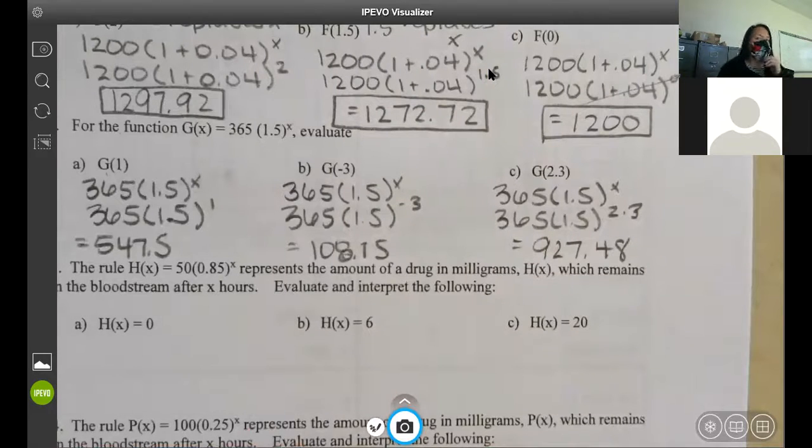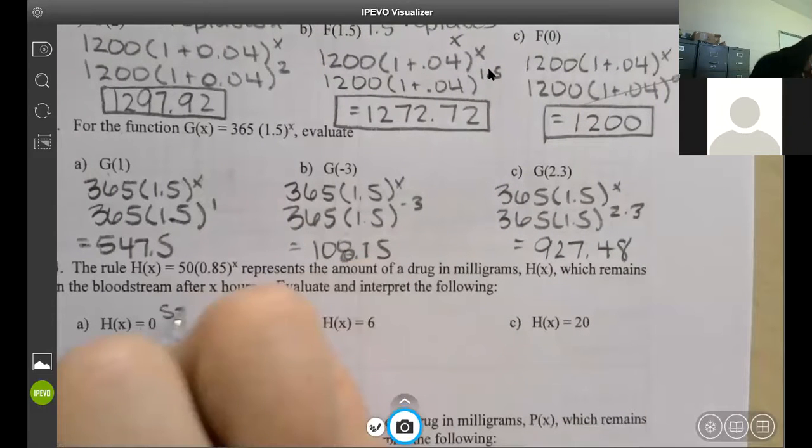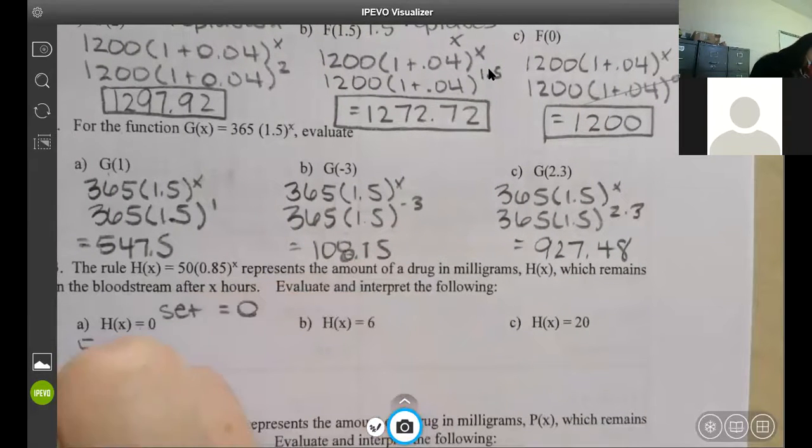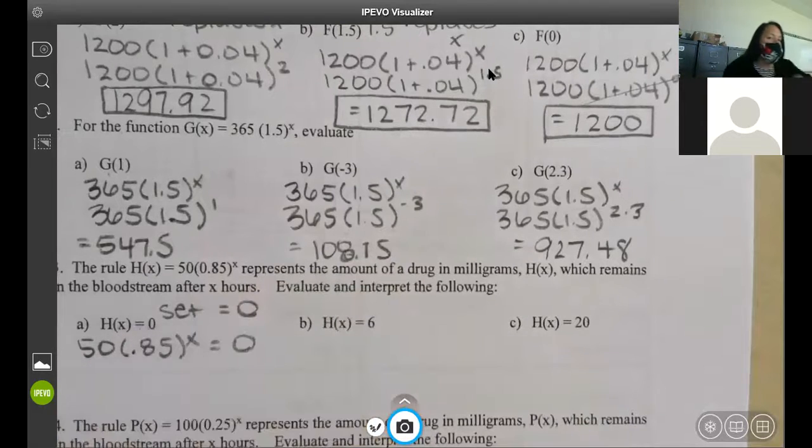All right. So on your next one, see how it's a little bit different? We still have our x's, so we're not plugging in for x. Does everybody see that? We're leaving the x alone. What this says is just set it equal to 0. Set it equal to 6. Set it equal to 20. So set equal to 0. So you're going to take that 50 right here, 50 times 0.85 to the x, and set it equal to 0.